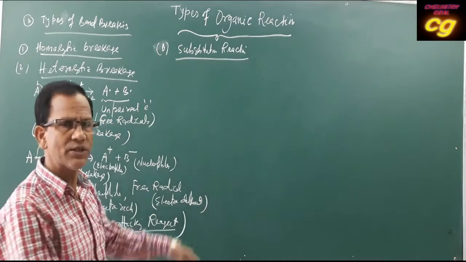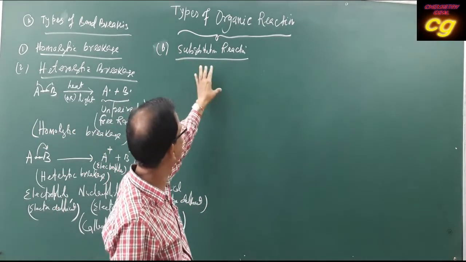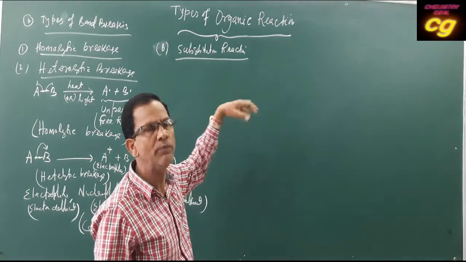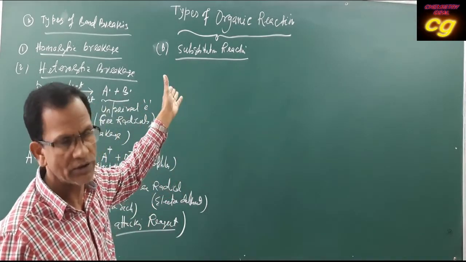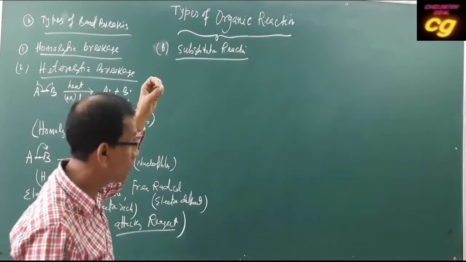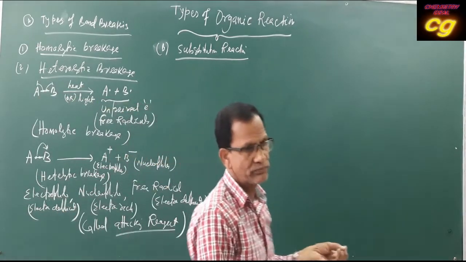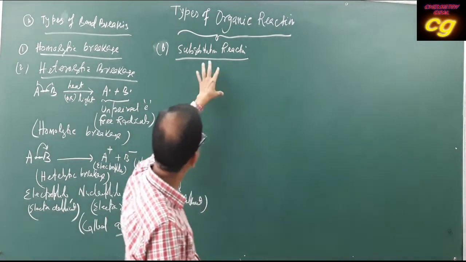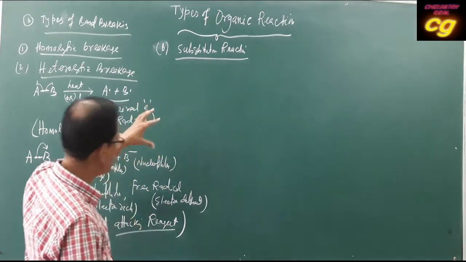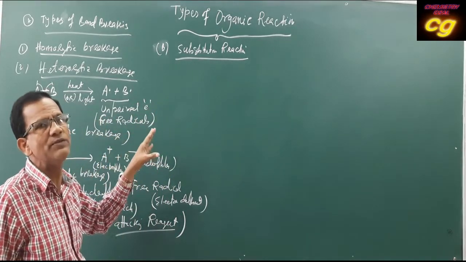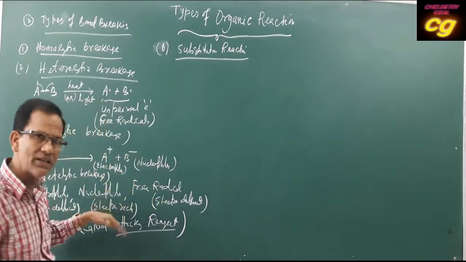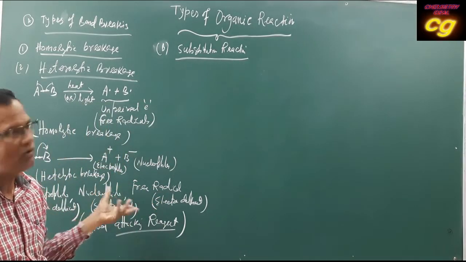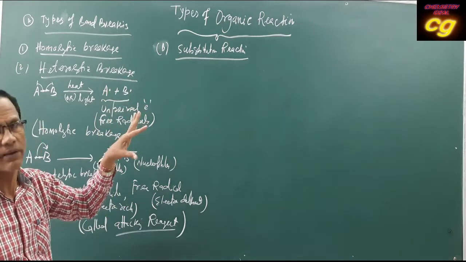Substitution means replacement of one in place of another. Substitution of one in place of another is called a substitution reaction. But what type of substance is substituted in an organic compound is very important. On the basis of the type of reagent substituted in the organic compound, there are different types.